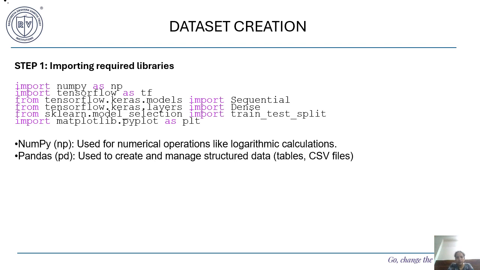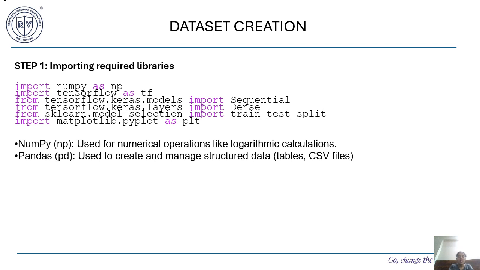So, dataset creation. The dataset is created using Python and simulated for real-world conditions. We make use of libraries such as matplotlib, which is from MATLAB, and NumPy and Pandas. Random values are generated for distance, frequency, transmitter height, receiver height, and terrain type. The path loss is then computed using the Okumura equation. NumPy is used for numerical operations like logarithmic calculations, and Pandas is used to create and manage structured data like tables and CSV files.